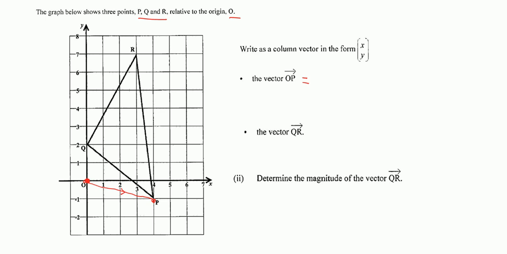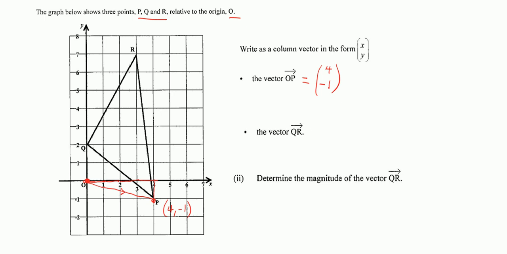So if we want the vector OP, all we need to do, if we start at the point O, we're going to go 1, 2, 3, 4 across. So we're going 4 to the right, so we're going to put 4. And then we're going to go 1 down, so this will be minus 1. Right? Some students might just write the coordinates of P, which are 4, minus 1, and they just write it in vector form.